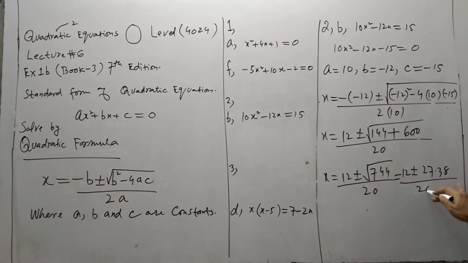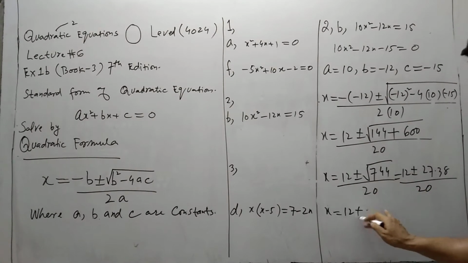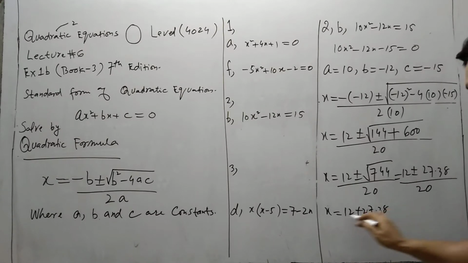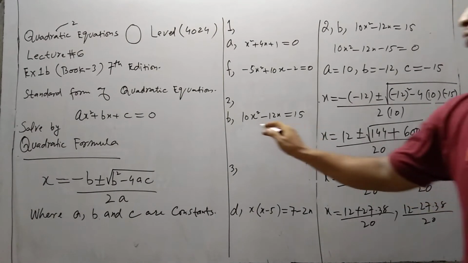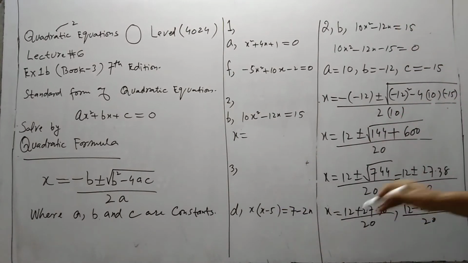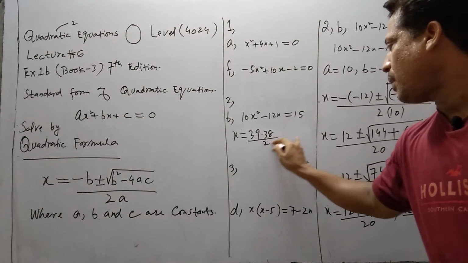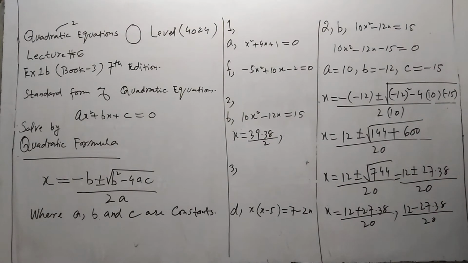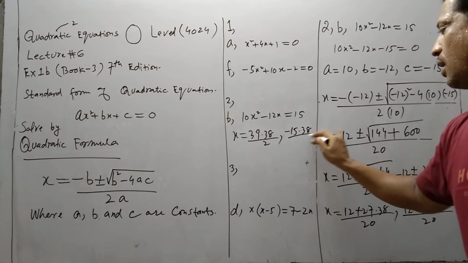27.38 upon 20. So x is equal to 12 plus 27.38 upon 20, or 12 minus 27.38 upon 20. So your answer is x equals 12 plus 27.38, which is 39.38 upon 2, or 12 minus 27.38, which is minus 15.38 upon 2.